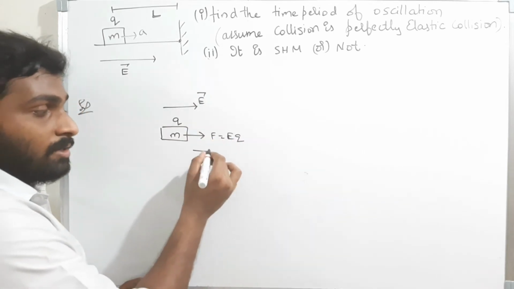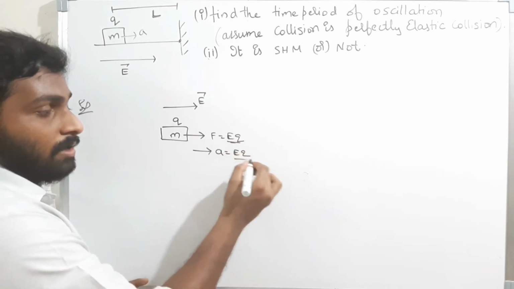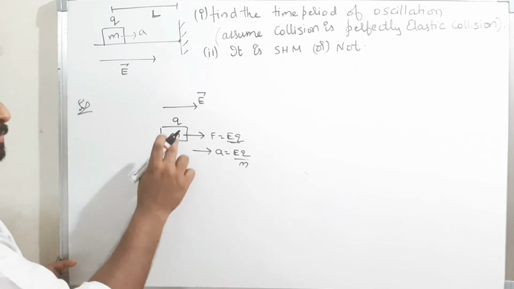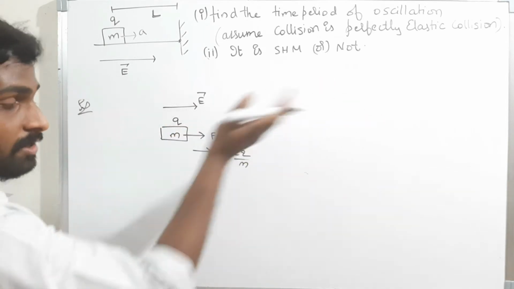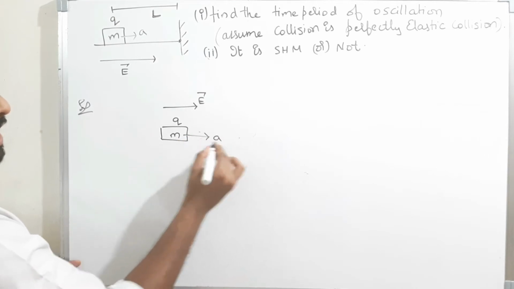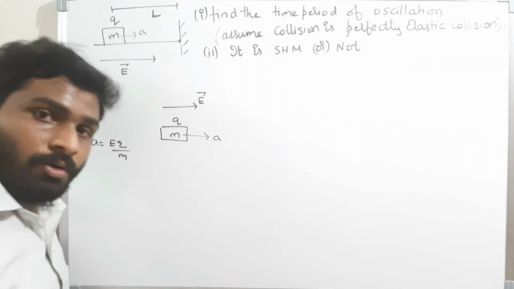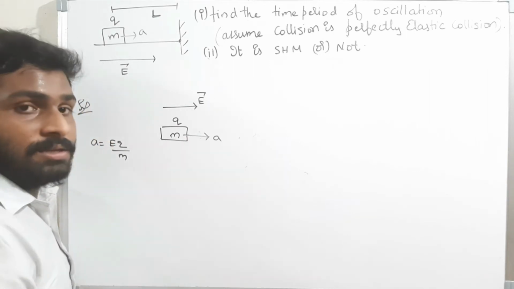Now what is the acceleration? The force is equal to EQ. The acceleration is EQ by m. That means this block will start to move with an acceleration a. The acceleration value is EQ by m. Okay, well and good. Now I got the acceleration.